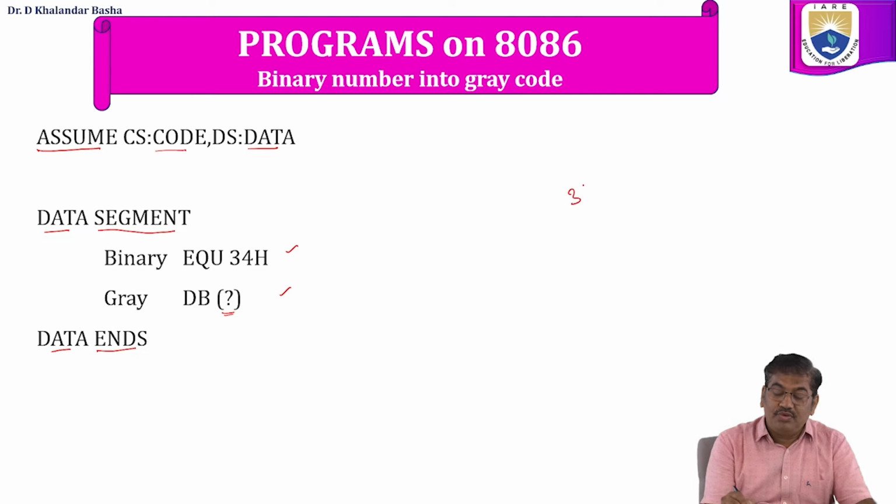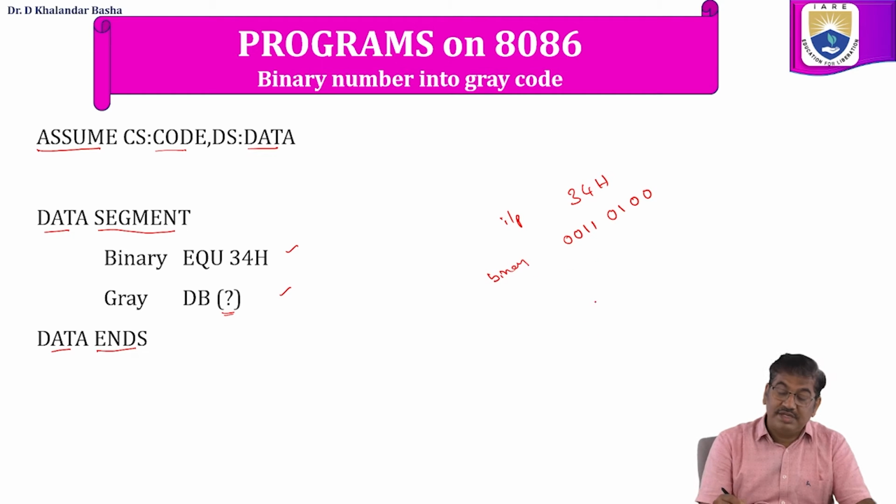So what output can we expect? 34H is the input. We will write 34H in its equivalent binary code as 0011 for 3, and for 4 it is 0100. So for converting, this is the binary input.